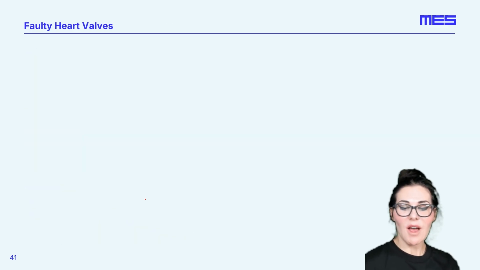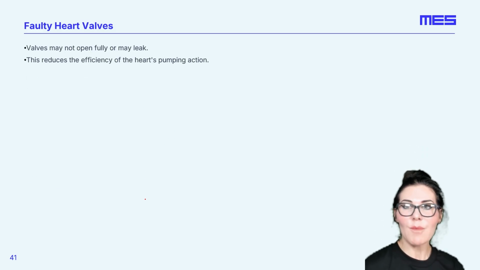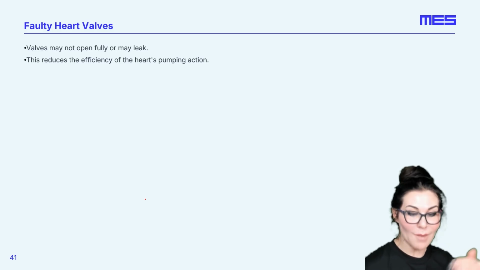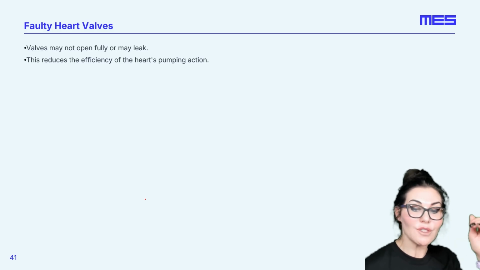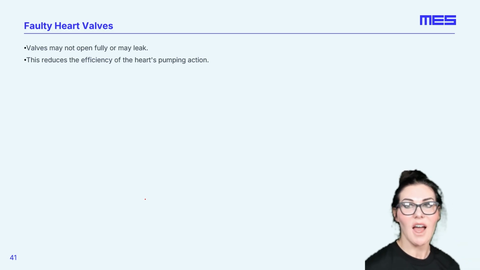Other ways that we address heart problems involves how we can solve the problem of faulty heart valves. Remember that valves are found in between the atria and the ventricles. They're also found at the beginning of the pulmonary artery and aorta to prevent blood going backwards. Sometimes they're faulty, where they don't open fully, or they may leak, which means some of the blood does backflow, and it can then affect how efficient the heart is pumping blood out. It can affect a person's cardiac output.